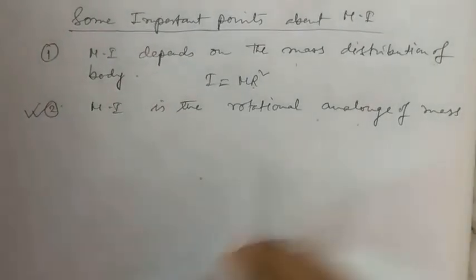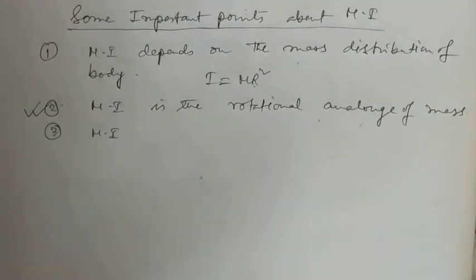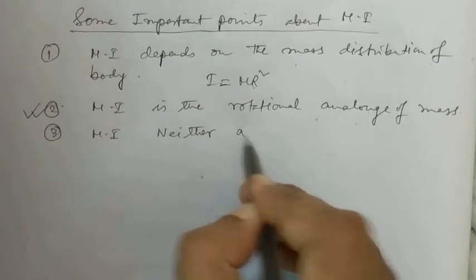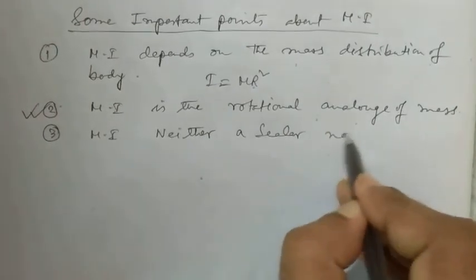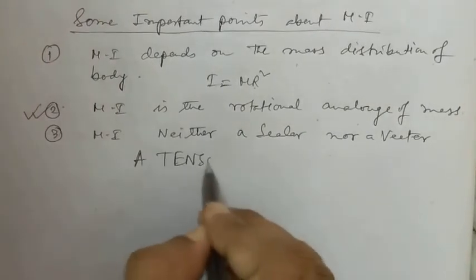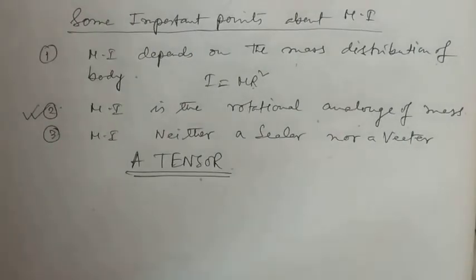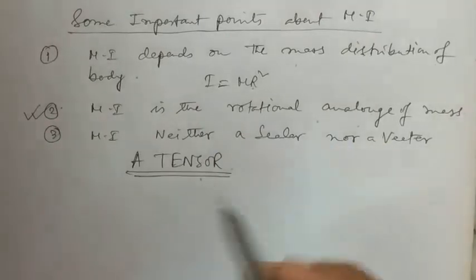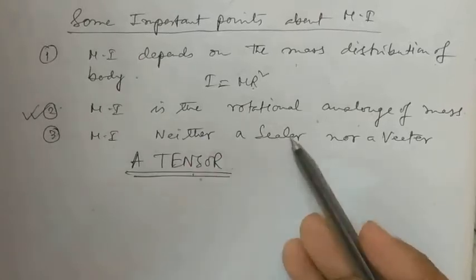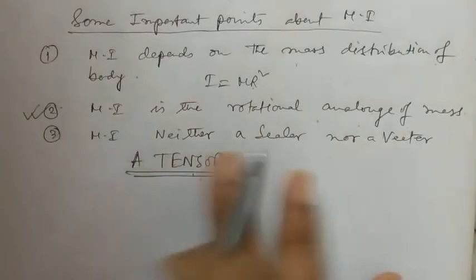The third point: moment of inertia, is it a scalar or a vector? It is neither a scalar nor a vector. It is actually a tensor. I cannot describe tensor as a whole here. I can only say that the first kind of tensor is a scalar, the second kind of tensor is a vector. So tensor is something that is neither a scalar nor a vector.